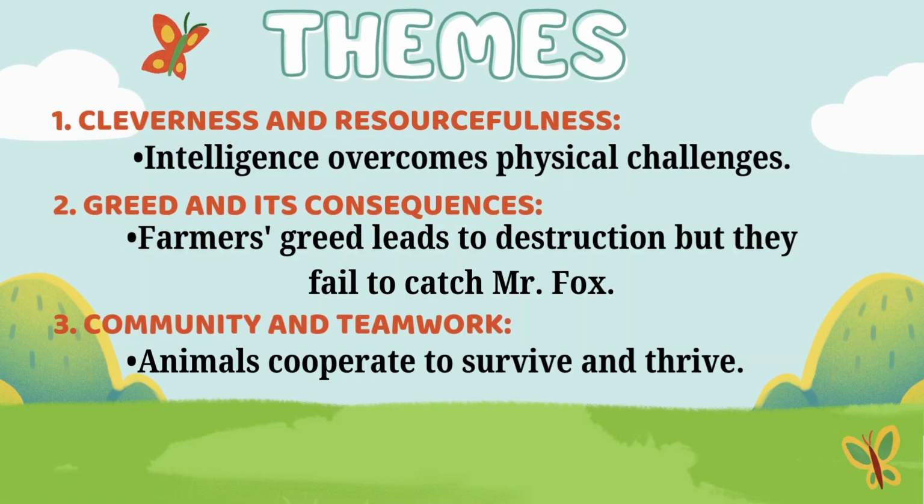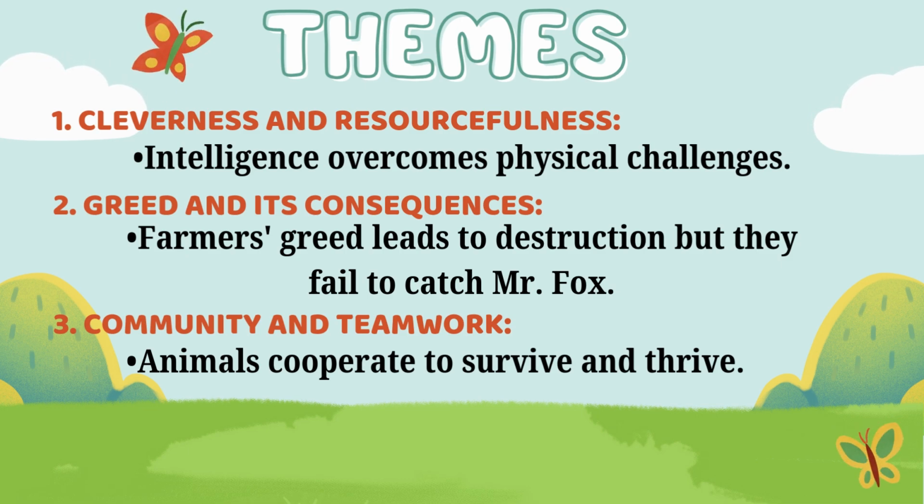Moving ahead to the themes, first is cleverness and resourcefulness. Mr. Fox's ability to think on his feet and adapt to challenging situations is central to the story. His intelligence helps him overcome obstacles that physical strength could not. The way he outsmarts the farmers by stealing food from their stores shows how cleverness sometimes wins over strength.